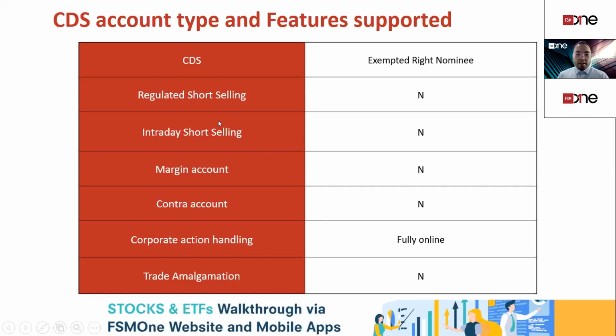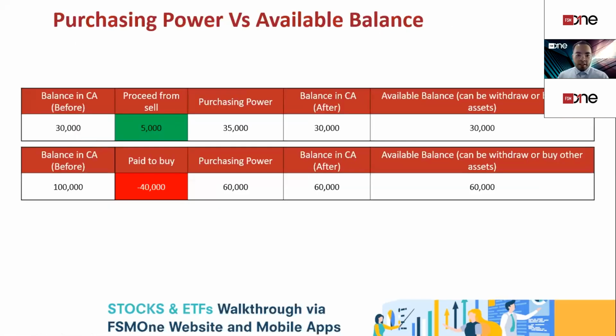Okay, and this is the structure of our cash account and the purchasing power. I will go directly into the website later on to show you what these two things are. Okay, purchasing power, you just have to take note that, okay, I will start with available balance first. Available balance is the balance that you can see in your cash account. For example, if you top up 5,000 into your cash account, that will be your available balance.